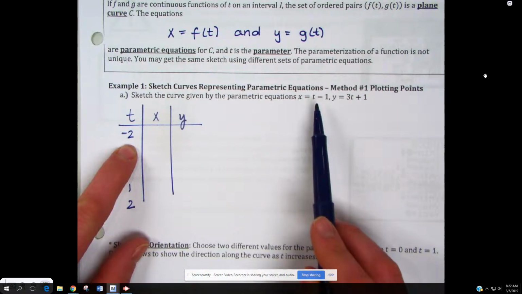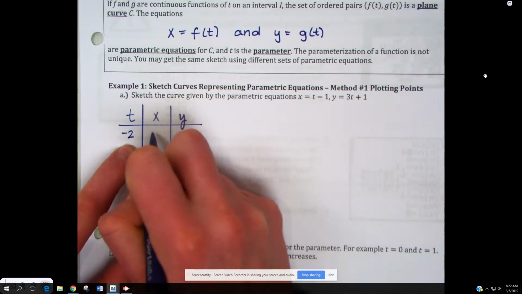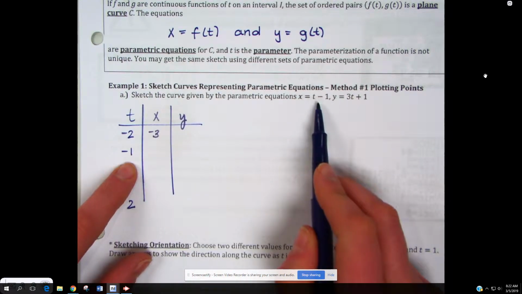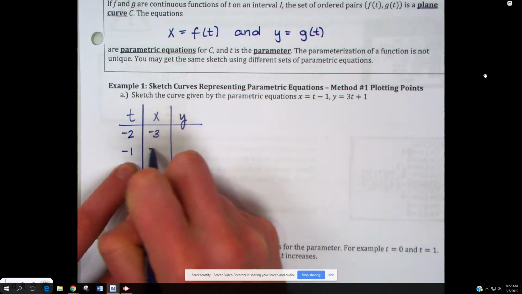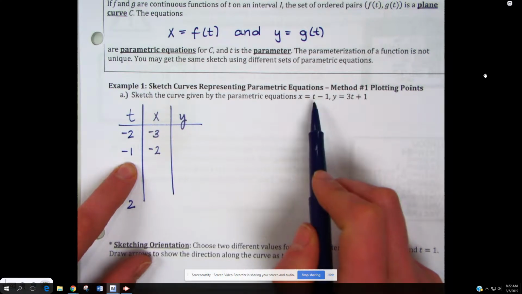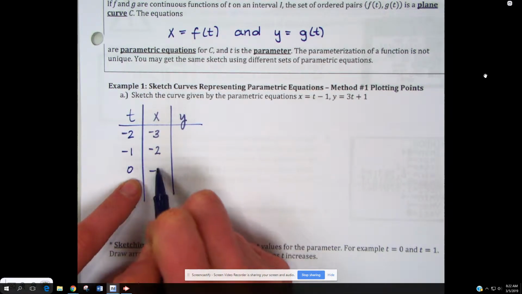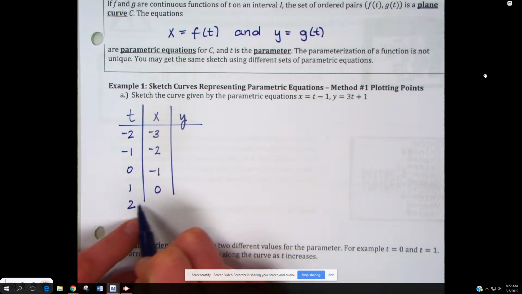So when t is -2, x is -3. When t is -1, I subtract 1 and I get -2. If you think about it, this is a linear function, right? I should be going up 1 every time. So 0 minus 1 is -1, I'll have a 0, and 2 minus 1 is 1.